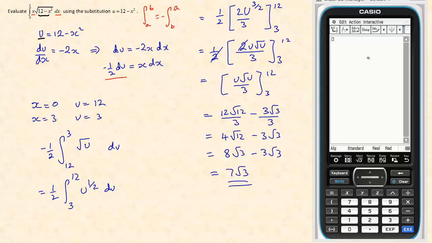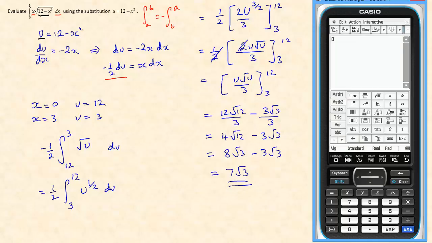Now let's just look at this one on the calculator. We could do it through Action or Interactive, but in the keyboard here we've got some integrals. We're integrating with respect to x, and our expression was x multiplied by the square root of 12 minus x squared. And we evaluated that from 0 to 3. And note that I'm in standard mode, and I get 7 root 3.